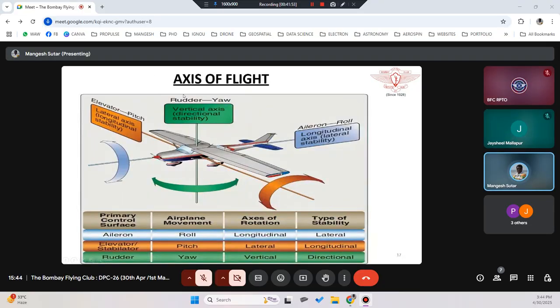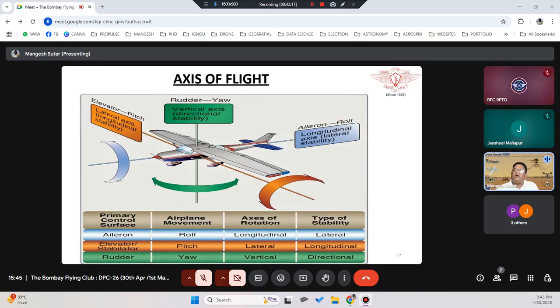So again, the axes of flight, as I talked about. The longitudinal axis runs from the tip of the aeroplane to the tail. This is basically the aileron, so here your drone will try to roll. When you move the ailerons, which are on the wings, you will try to bank or roll. This is called roll motion.